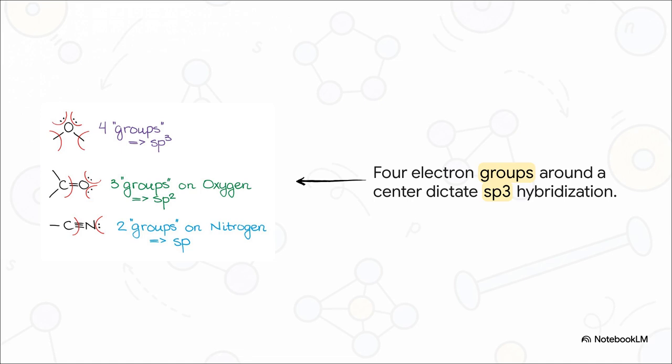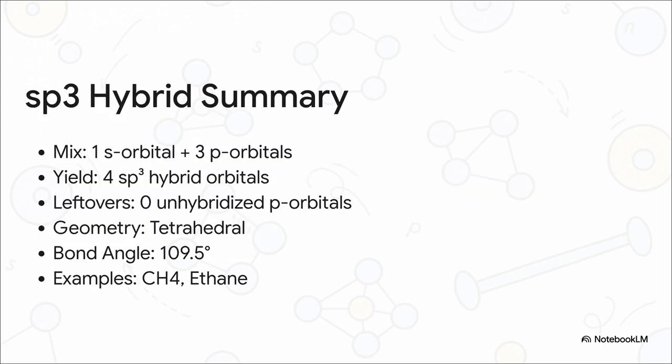When an atom is surrounded by four of these groups, it literally has no choice but to throw all of its outer orbitals, one s and all three p orbitals, into the mixing bucket to make room for them all. Since we mixed one s and three p orbitals, we yield four identical sp3 hybrid orbitals. And here's the kicker. There are 0 unhybridized p orbitals left over.